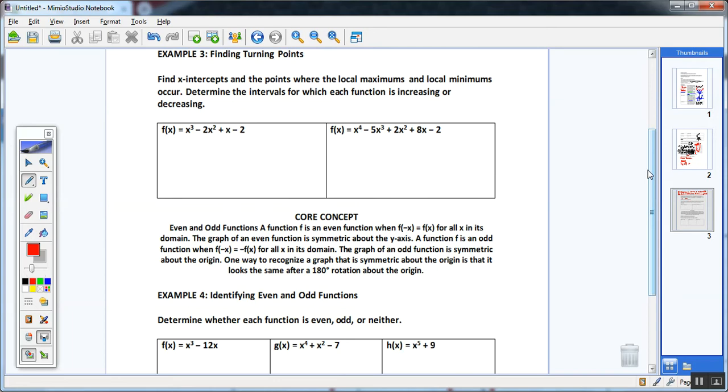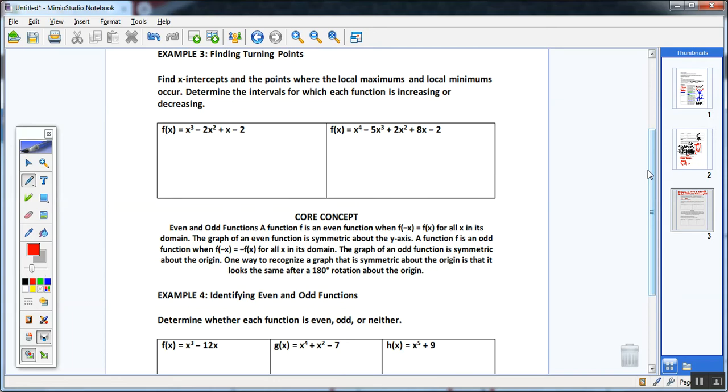Find the x-intercepts, right up here in example 3, and the points where local maximums and local minimums occur. Determine the intervals for which each function is increasing or decreasing. This is not too bad. Where do you think we're going to go for these? Yeah, let's throw it in decimals. Let's see what our graph looks like.